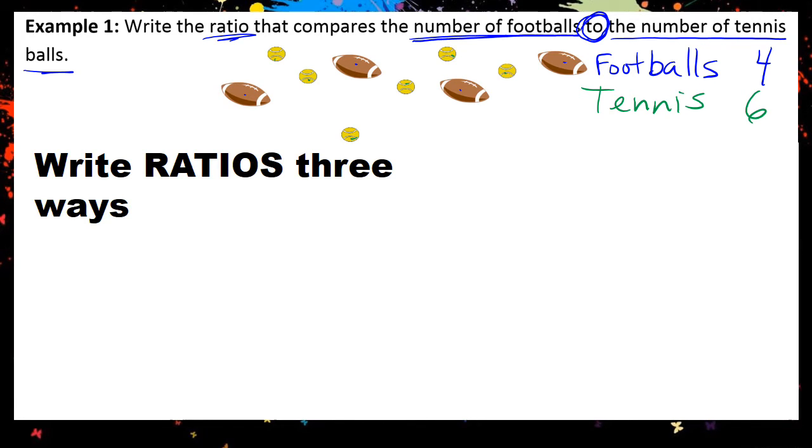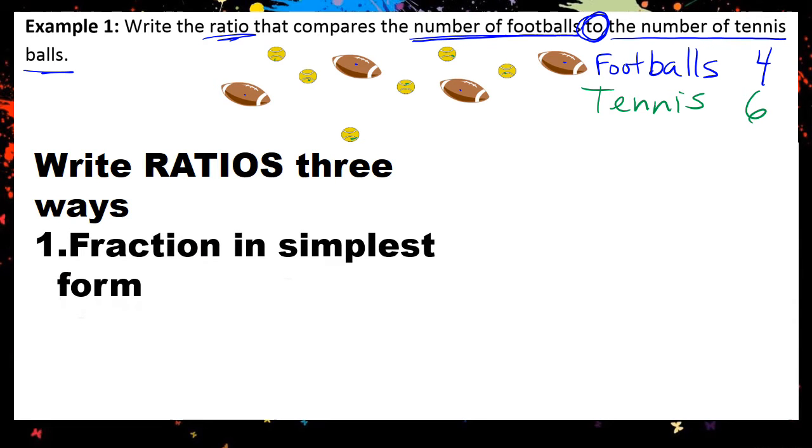Our directions are, when we write ratios, we can write them three different ways. The first thing is a fraction in simplest form. Let's go ahead and write the fraction, using the order that this example is in. We have the number of footballs as our numerator, so we write that as 4. Our fraction bar is the "to." And the number of tennis balls, which is 6.